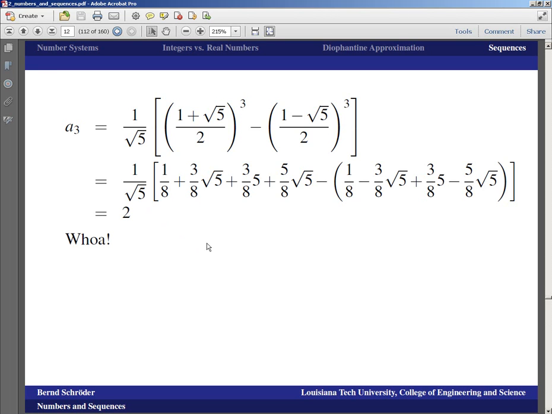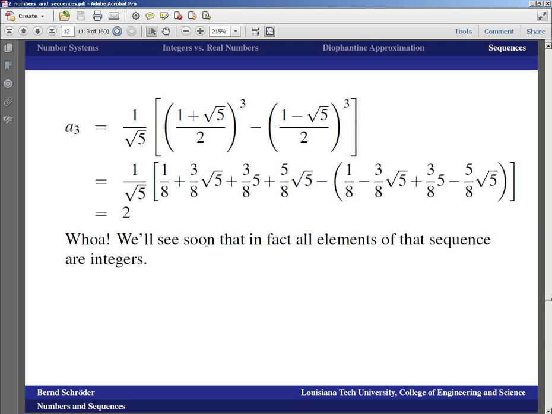Now, whoa! We'll see soon that, in fact, all the elements of that sequence are integers. This is not an accident. This is something that was planned despite the hiccups on the previous panel. However, do you see a way to prove that right now?